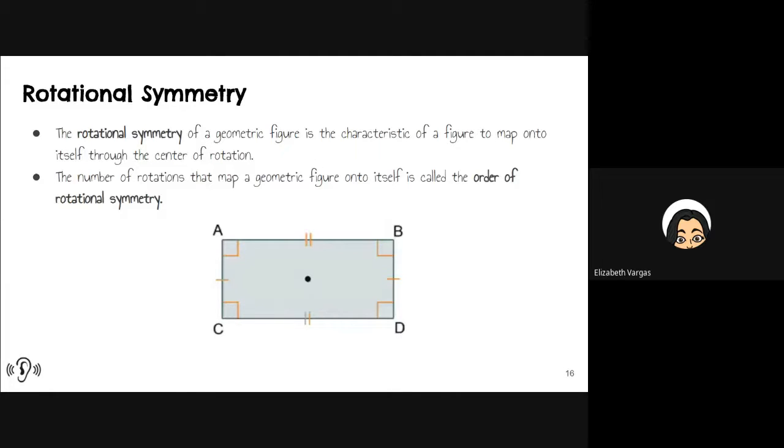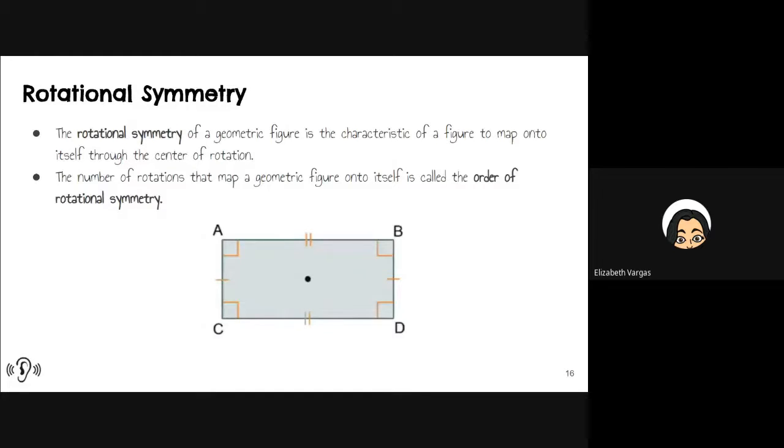Okay. So the rotational symmetry of a geometric figure is the characteristic of a figure to map onto itself through the center of rotation. The number of rotations that map a geometric figure onto itself is called the order of rotational symmetry.